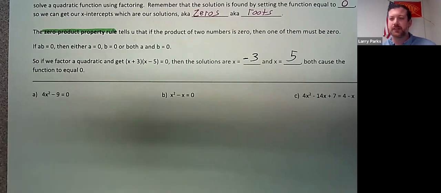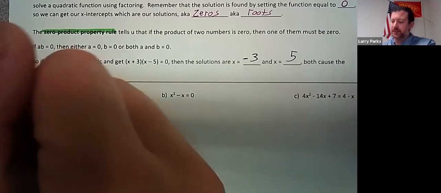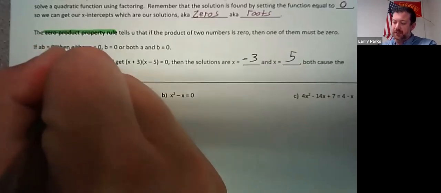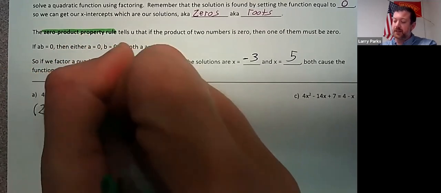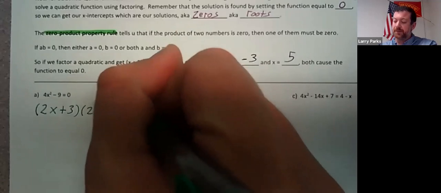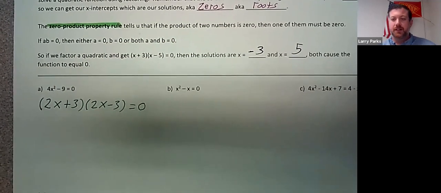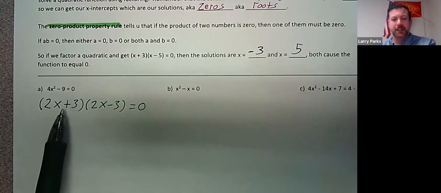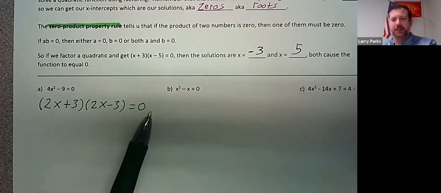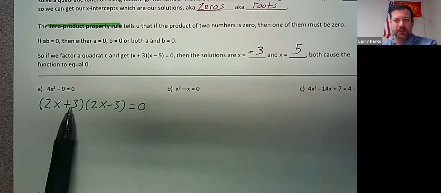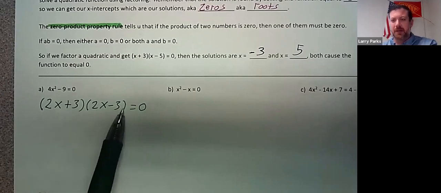Well, this one you can actually solve by using square roots, but I'm going to show you solving by factoring. We're going to factor this. This is difference of 2 squares. So that would be 2x plus 3, 2x minus 3. And then by the zero product property, if you're taking 2x plus 3 times 2x minus 3 and you get 0, that means that 2x plus 3 is 0 or 2x minus 3 is 0.